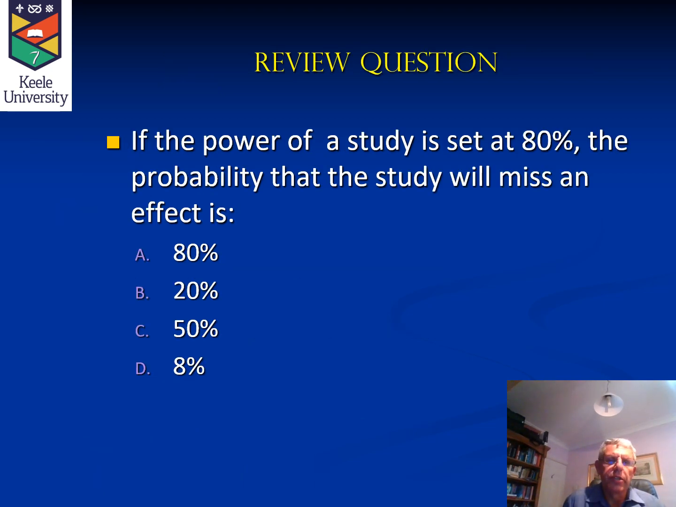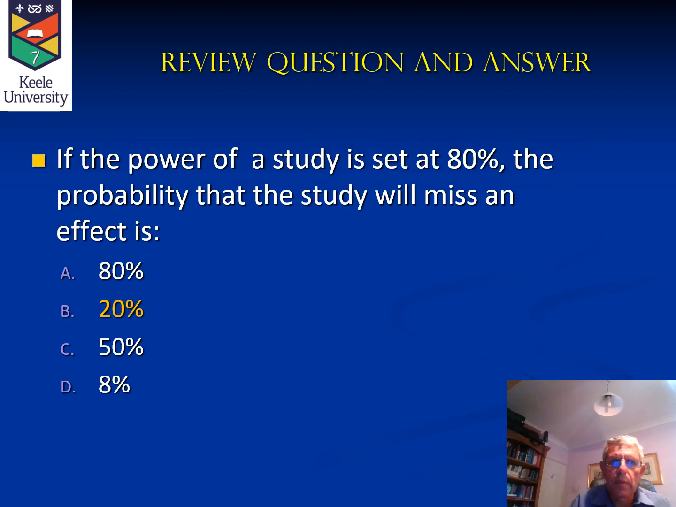Another review question. If the power of a study is set to 80%, the probability that the study will miss an effect is which? Is it 80%, 20%, 50%, or 8%? So what does power relate to? The correct answer is B. In other words, there's a 20% chance that our study will miss an effect in the real world.